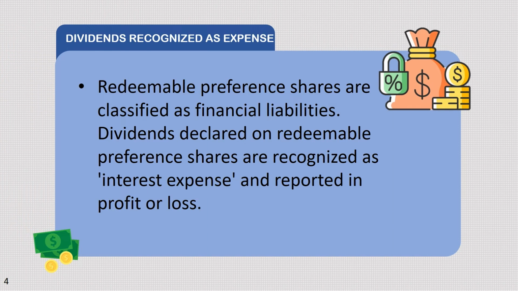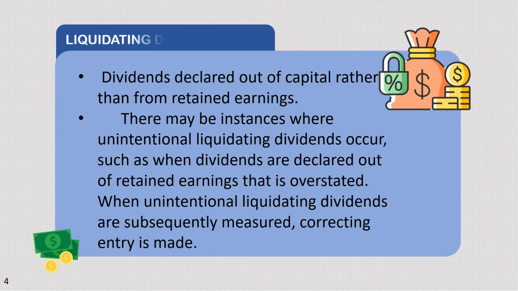Dividends recognized as expense. Redeemable preference shares are classified as financial liabilities. As mentioned earlier in Part 1, it is classified as a financial liability because when the holder uses their right to redeem, the issuer is mandatorily obligated to pay the redemption price. Accordingly, dividends declared on redeemable preference shares are recognized as interest expense and reported in profit or loss. Liquidating dividends.